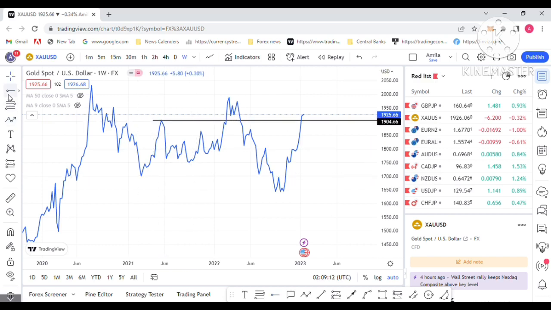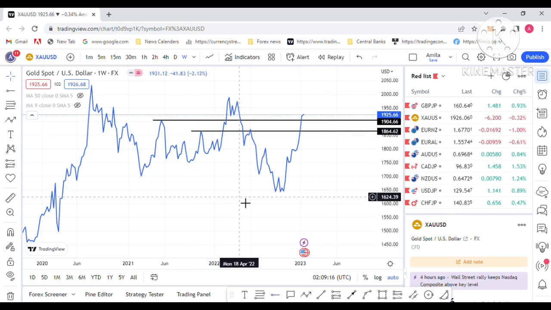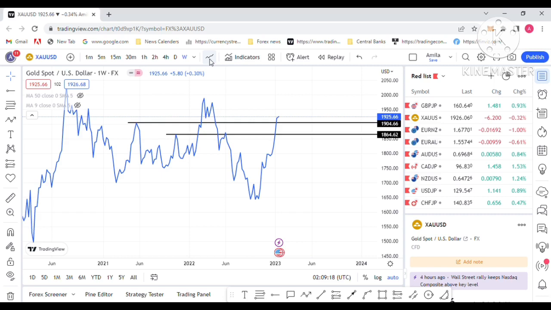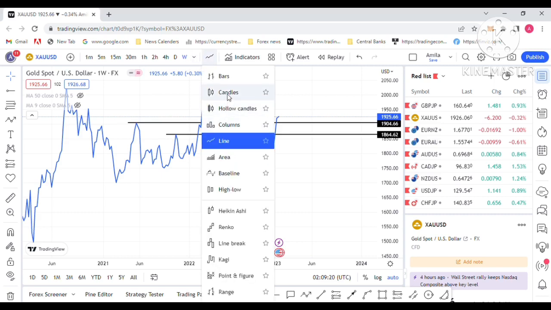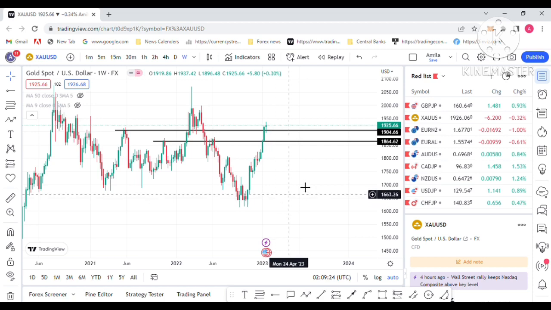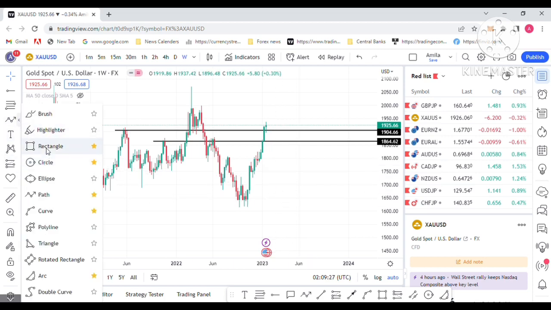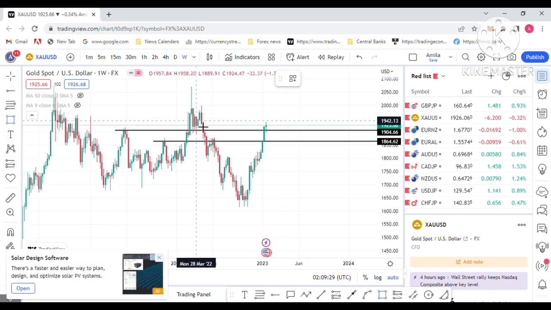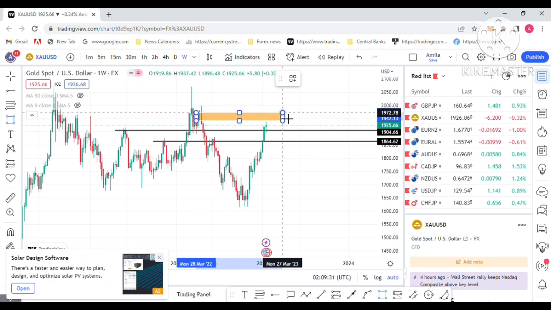You can see this area on the left side. You can see a strong resistance area, two resistance areas in the line chart. Okay, now I move to the candlestick chart also. Now gold would be in this area. This I am marking with a yellow line.